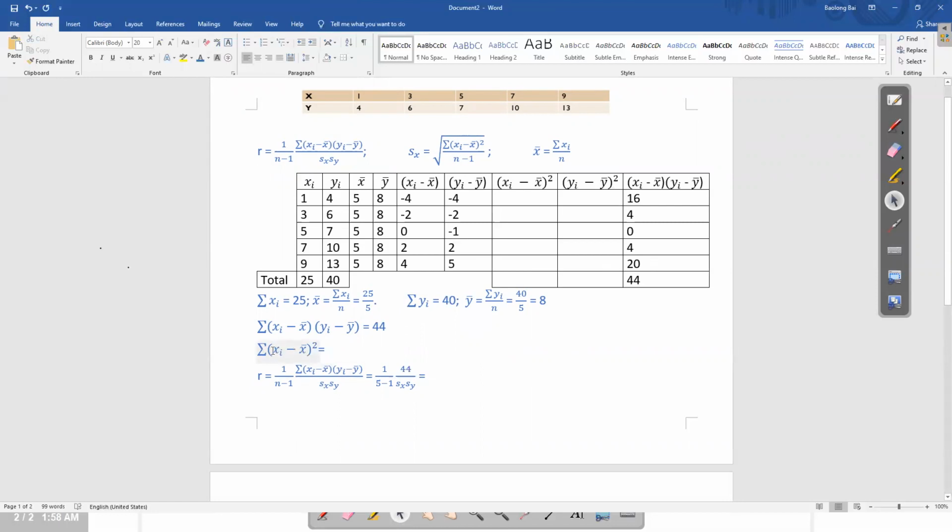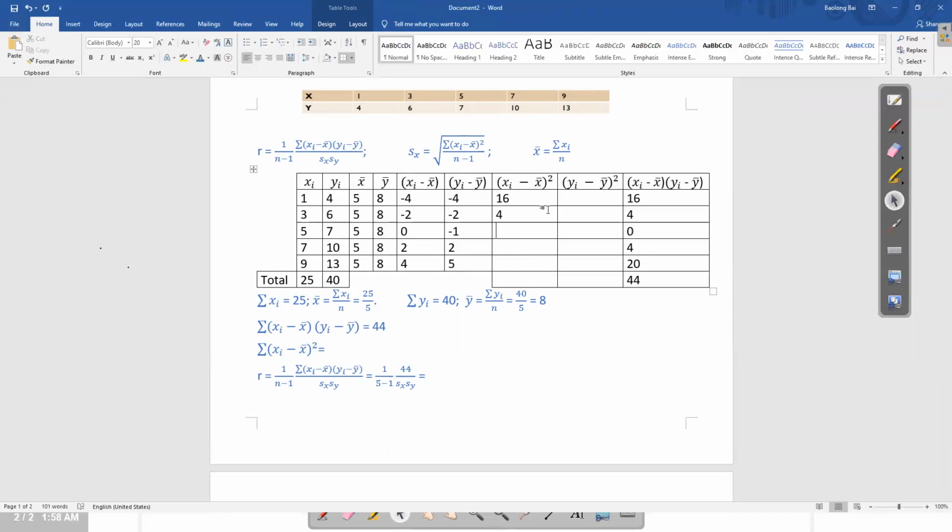So basically, sum of xi minus x bar squared will be the column total for the xi minus x bar squared column, right? So then xi minus x bar squared column will come from xi minus x bar, take a square, right? So then for this column, we take a square over here. So -4 take a square, +16. -2 take a square, +4, right?